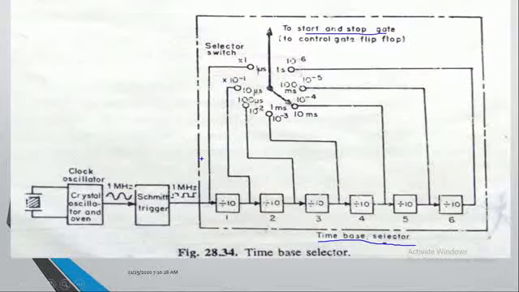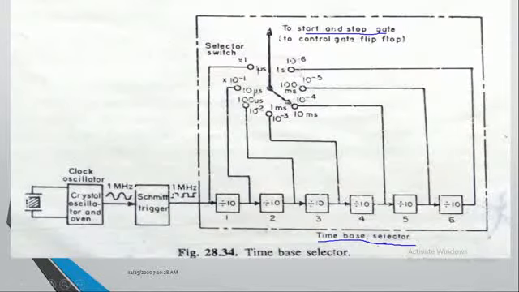So this time based selector is implemented, means we are generating the different time periods. How long you would like to measure the number of pulses, and take the ratio between the number of pulses and the time period, it will show the frequency of the signal. So how long you would like to measure the signal is decided by the time period, and that time period is generated by the time based selector.